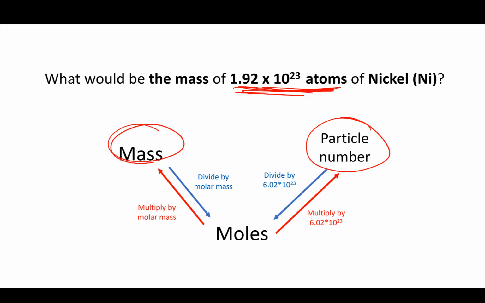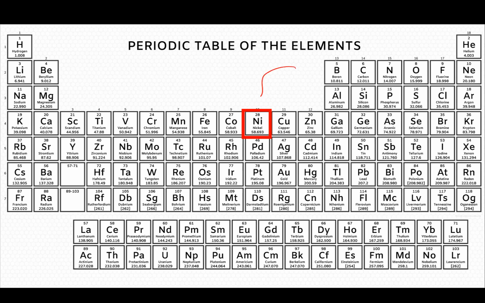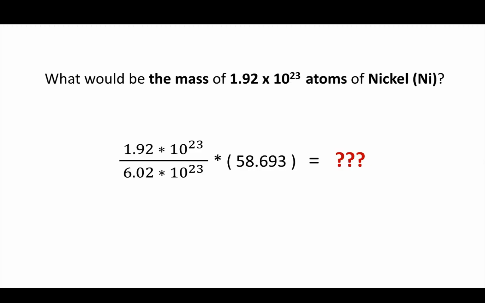So we're going to go here from particle number to moles by dividing by Avogadro's number. Then we're going to go from moles to mass by multiplying by the molar mass. So you just follow the arrows. We divide by Avogadro's number, and we multiply by the molar mass, specifically the molar mass of nickel. So let's look that up on the periodic table. It's about 59. It's 58.693.